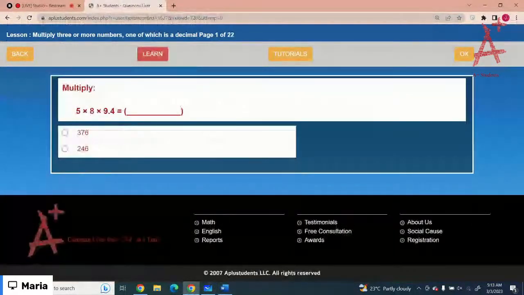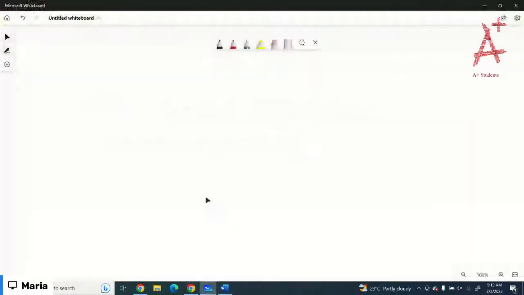Okay, 5 times 8.8 times 9.4. You can do 5 times 8 first. It doesn't matter which two numbers you multiply first. Got it? 5 times 8 is 40. Now you are going to do 40 times 9.4. Got it? Just multiply the non-zero values.